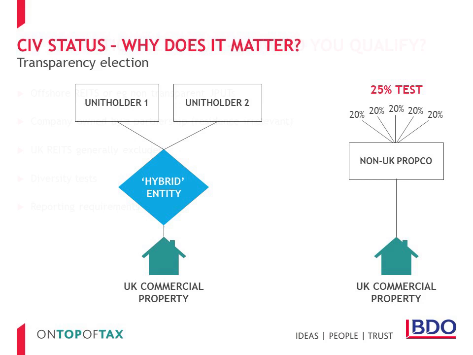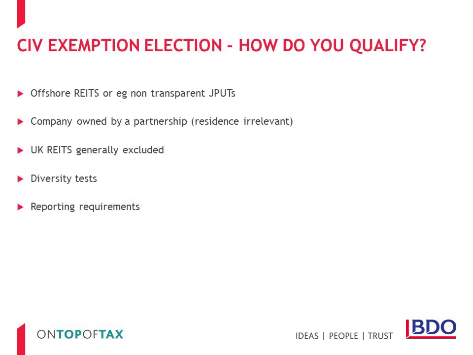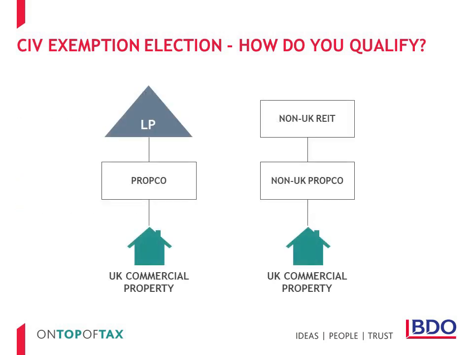The final and most important modification that the new rules have introduced is a CIV Exemption Election. I will discuss this in detail as it's complicated and has some very important implications. To qualify for the CIV Exemption Election regime, the structure in question must fall into two broad categories.